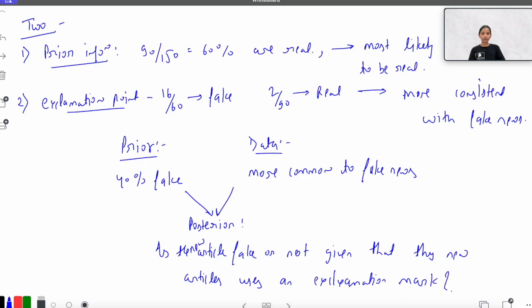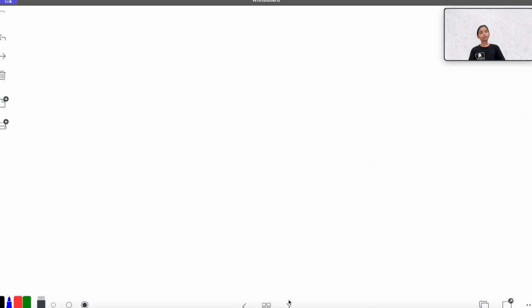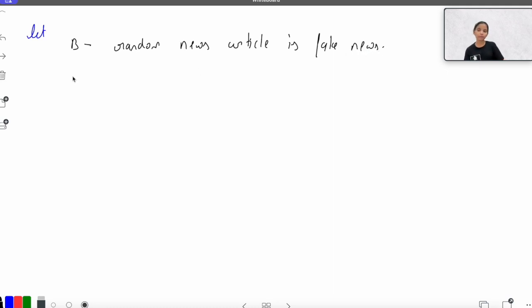Okay, so let's solve this problem with the help of Bayes' rule. Let's consider some events. Let's say B is my event that a random news article is fake news, right? So the complement of it, B bar, is that a random news article is not fake news.